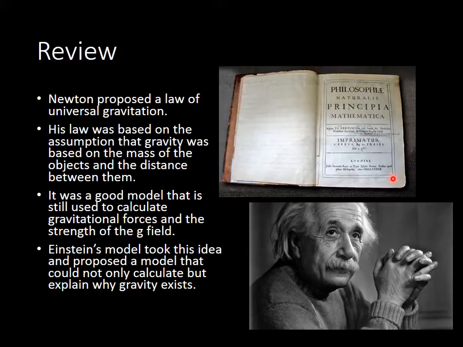His law was based on the assumption that gravity depends on the mass of the objects and the distance between them. It was a very good model. It is still used today to calculate gravitational forces, and can be modified to find the strength of the gravitational field of an object. Remember that Einstein took this idea and proposed a model that could not only calculate gravity, but also explained why gravity exists by looking at the curvature of space-time and gravity's effect on it.